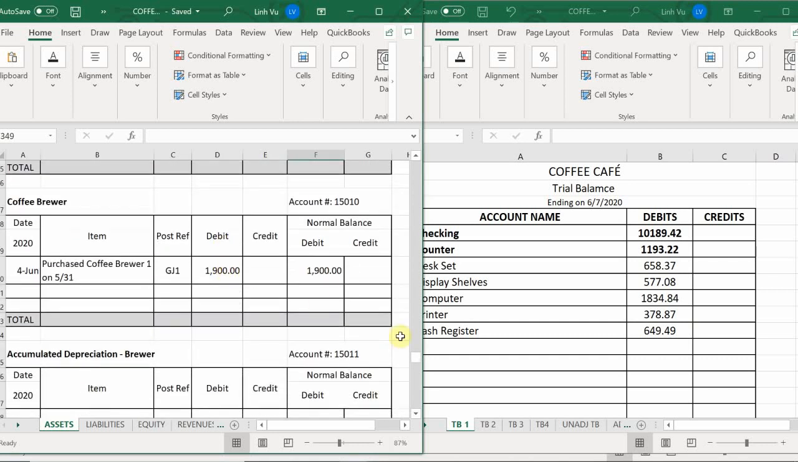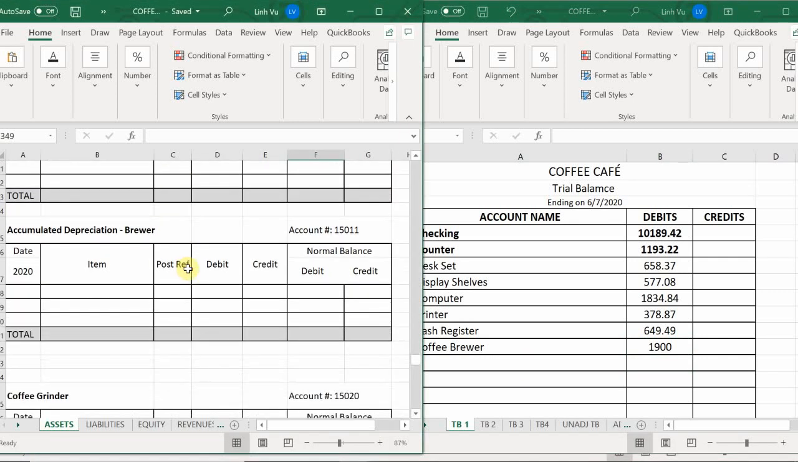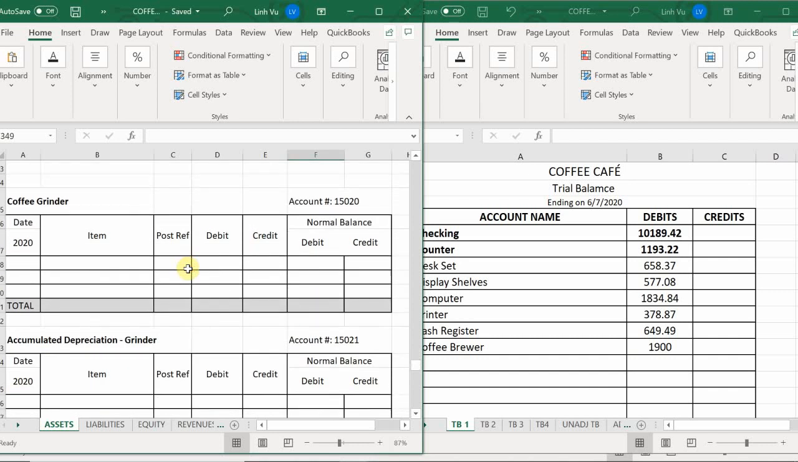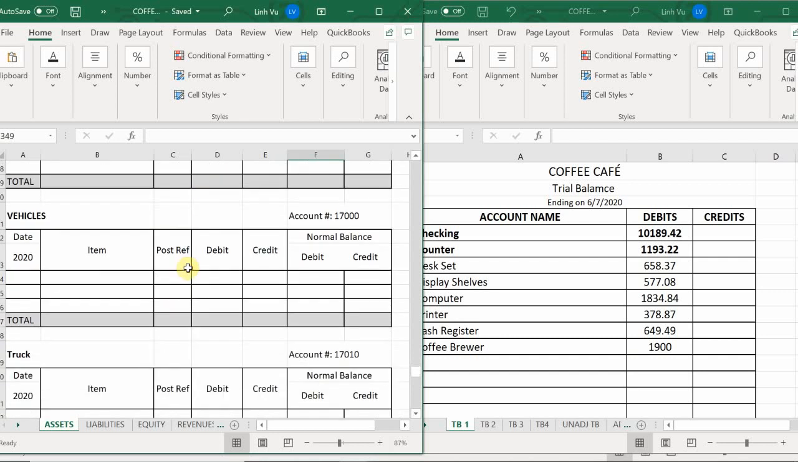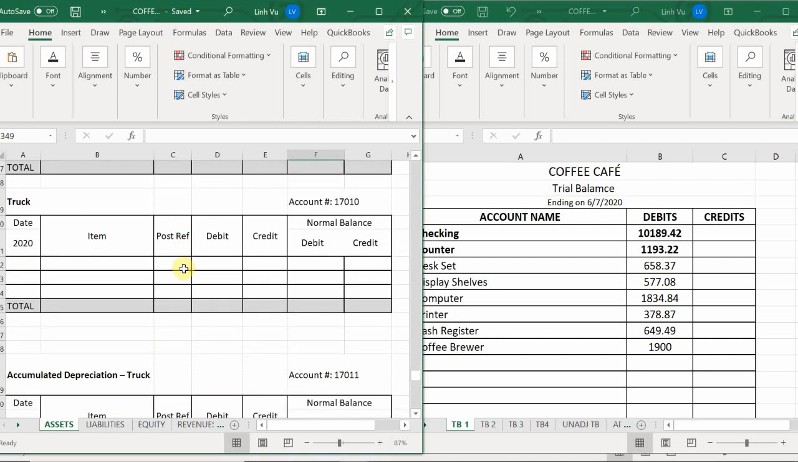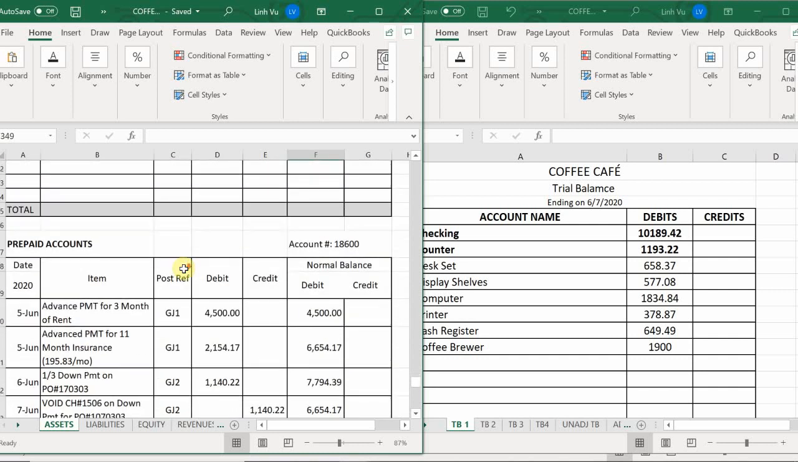I have my Very Coffee Brewer #1 for 1,900. Okay. I haven't bought my coffee grinder yet. It's still pending to ship to me. Do I have any vehicles? No, I haven't bought anything yet. So accumulated depreciation doesn't exist.